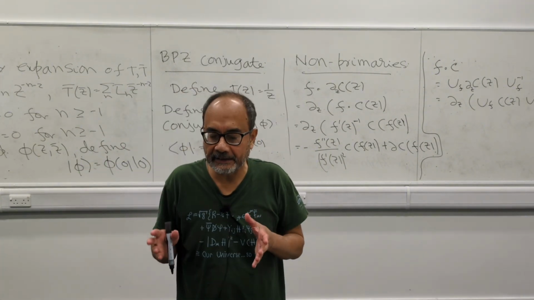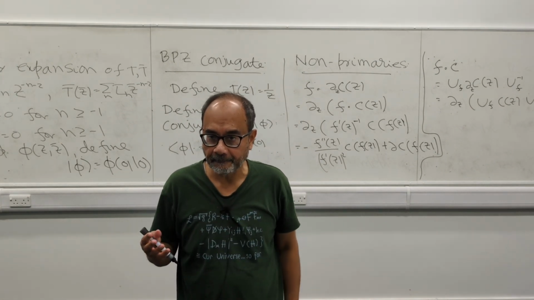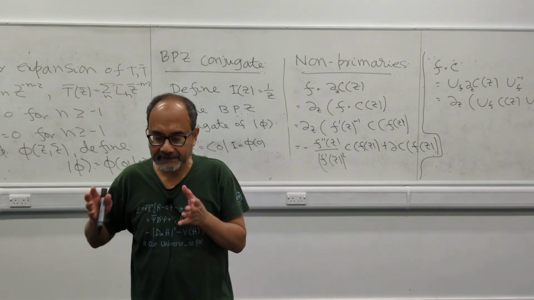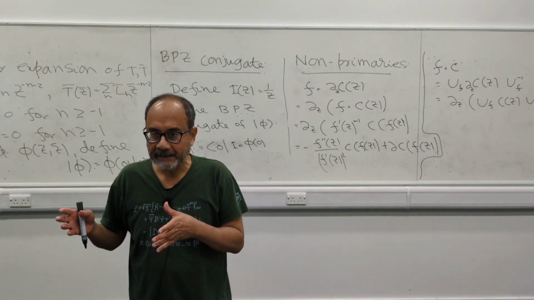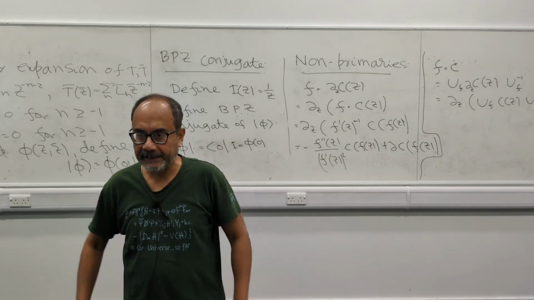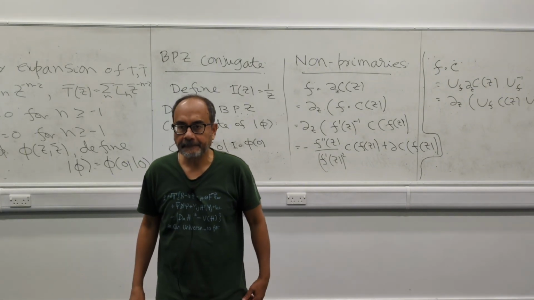But this is not going to lead to a positive definite inner product, right? So the BPZ inner product of phi L with phi R is not going to be a positive definite inner product, but that is okay. We don't really need positive definiteness at this stage.